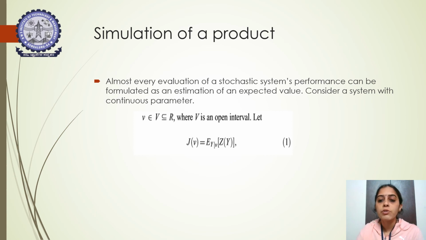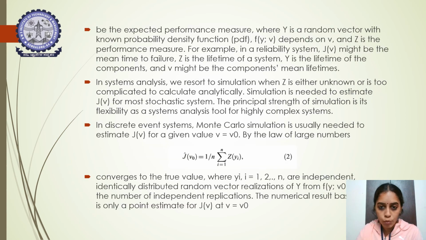Usually we use a continuous parameter for evaluating the expected values, and here V is always an open interval that we use, and not a closed interval. Okay, so here J of nu will be equal to E suffix Y, or it could be mu, times Z of Y, where Y will be the variable. So you have to see now what is Y. Y will be a random vector with known probability density function. The function could be either V or Y.